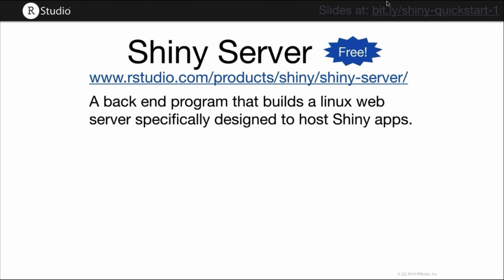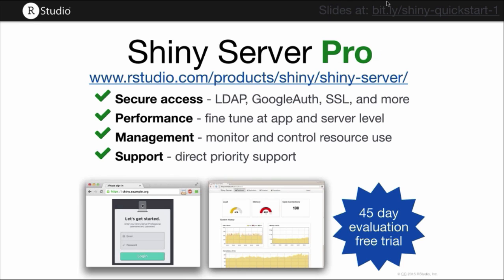If you plan to use the server in a commercial setting, we spend a lot of time enhancing Shiny Server with features that would be appealing and create value in the commercial environment. We call this product Shiny Server Pro. It's no longer free, but you can try it out with the 45-day free evaluation trial. What it has that the regular Shiny Server does not have is more secure access features such as LDAP authentication, Google authorization, and so on.